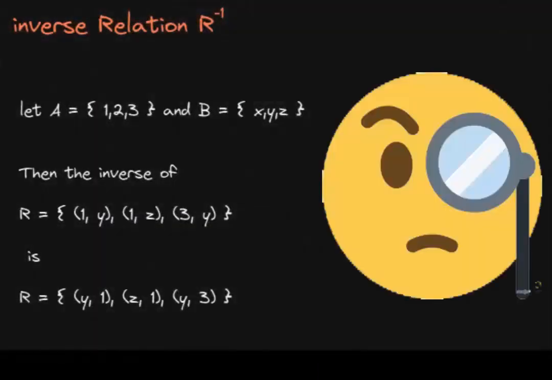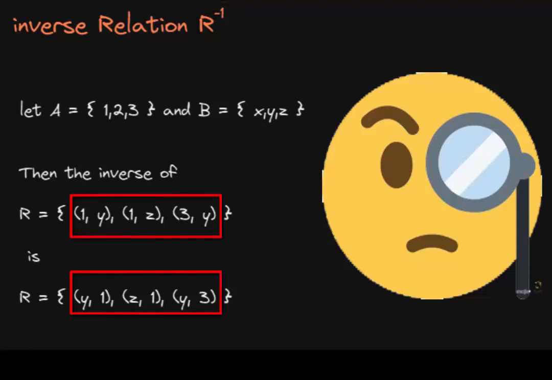The inverse relation is denoted like this. To find the inverse relation of A on B, just swap every ordered pair element from the given relation.